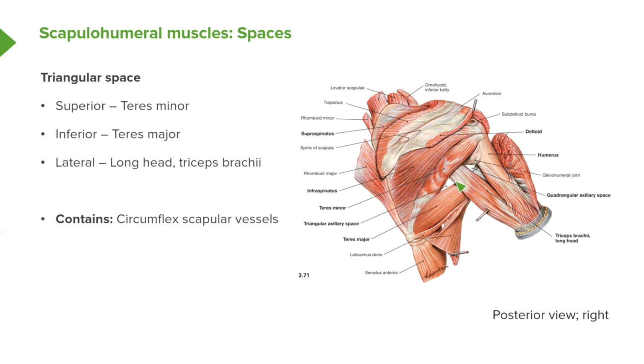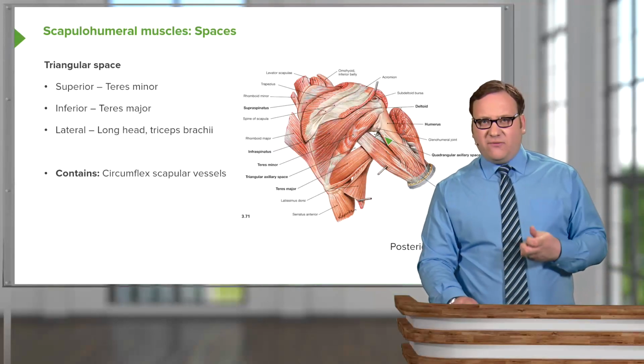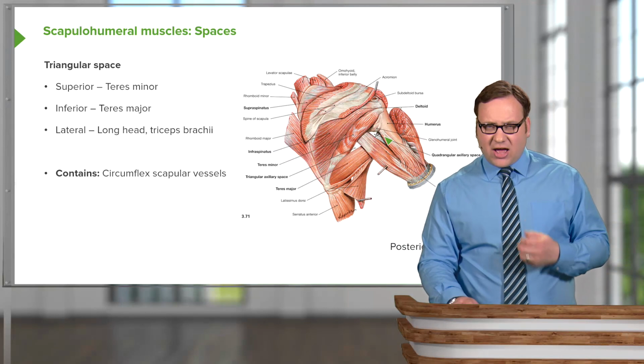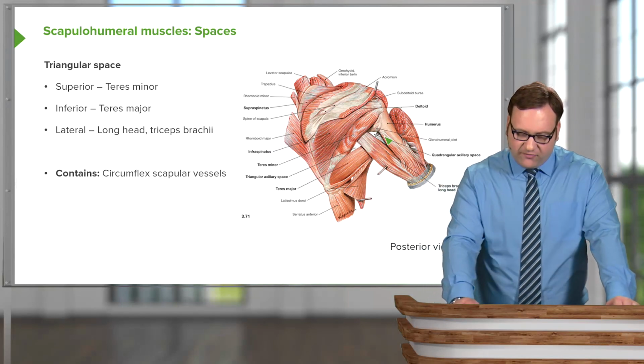So we can see that the long head of triceps is forming the medial boundary of the quadrangular space, and it's forming the lateral boundary of the triangular space. The medial boundary of the quadrangular space, the lateral boundary of the triangular space, with teres minor running across superiorly for both of these spaces, and teres major running inferiorly for both of these spaces. So being aware of the musculature of the axilla, what forms its boundaries, helps us to appreciate the boundaries of these spaces.